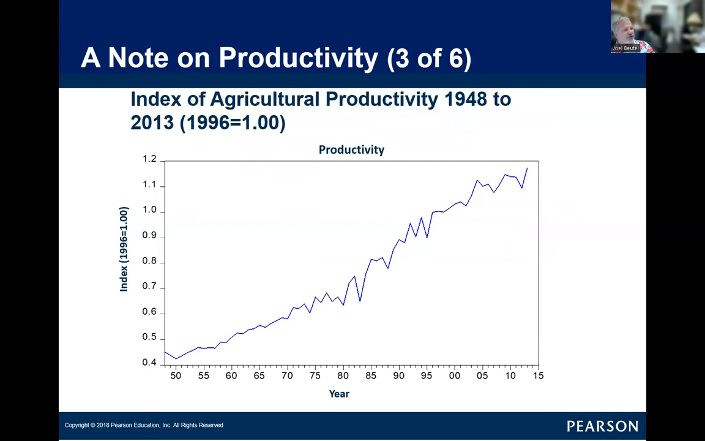So this is your ag productivity index from 48 to 13. And what you can see is productivity has gone up over time, fairly substantial. 96 is R1, right? And so since 1996, we've gone up almost 18%. Pretty good.